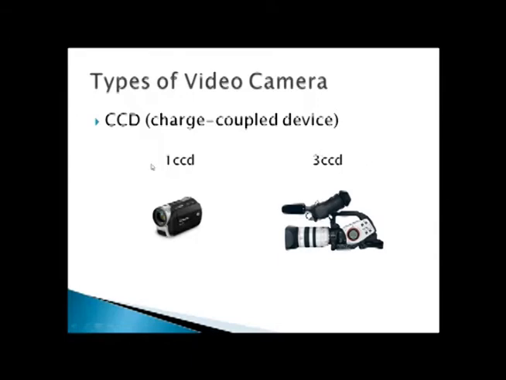The first one is the 1CCD, or the charge coupled device, and the second one is the 3CCD. So what is the difference between the two? The 1CCD has only one chip to capture all the primary colors, which are the red, yellow, and blue, whereas the 3CCD has three chips in it. Therefore, it has one chip for each primary color, and therefore it can capture a more rich color.